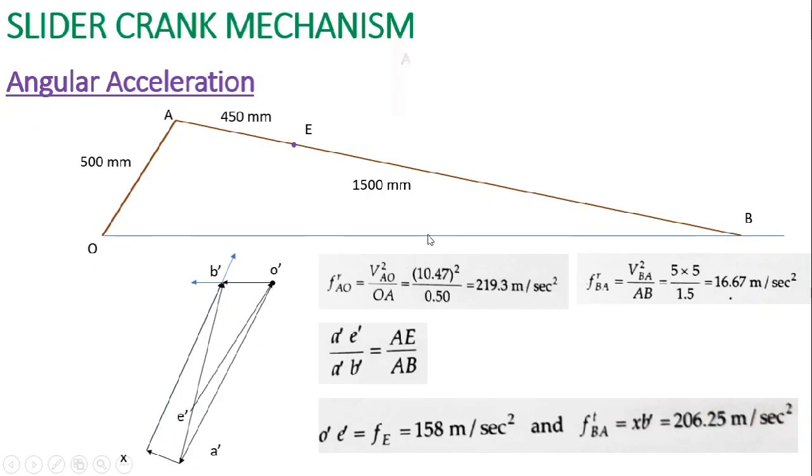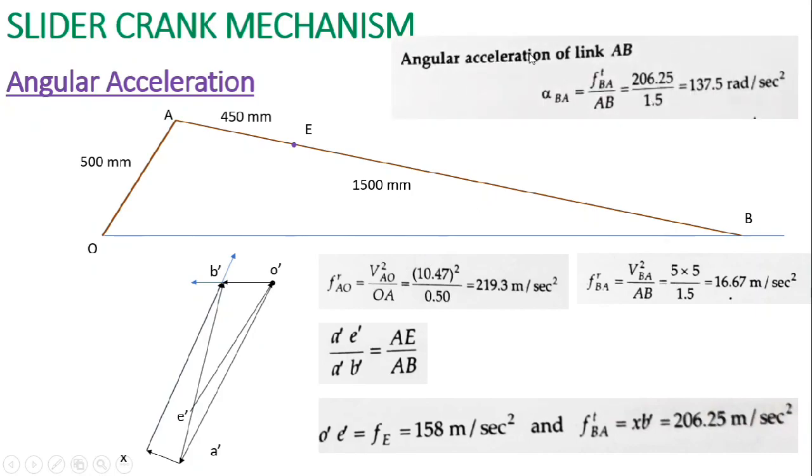Lastly, we can determine the angular acceleration of link AB, that is alpha AB or alpha BA, as the tangential component of the acceleration of link BA upon the length BA or AB. Those values we have substituted here, and we get that as 137.5 radians per second square. So friends, ultimately we have determined all those parameters which are asked in this example.